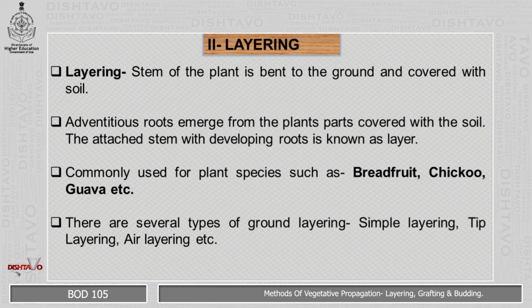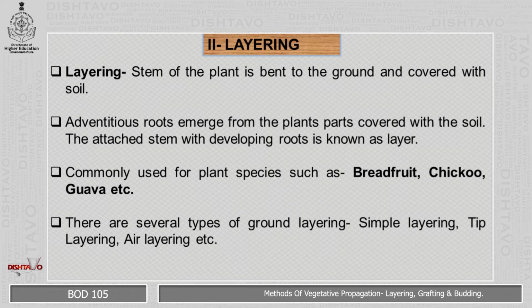Next method is layering. In layering, the stem of a plant is bent to the ground and covered with soil. After some days, adventitious roots emerge from the plant part which is covered with the soil. The attached stem with developing roots is known as a layer. This method is commonly used for plant species such as breadfruit, chiku, and guava.